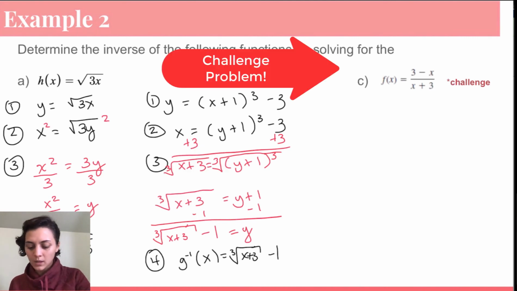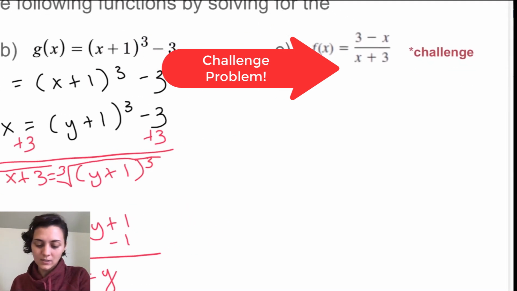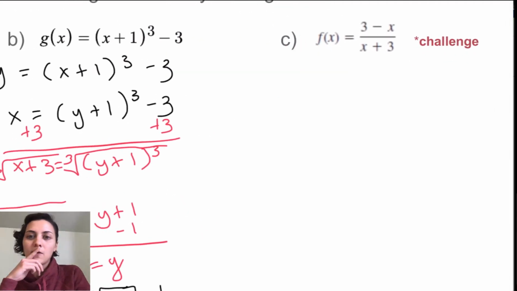Alright, hopefully those ones weren't too bad for you, because now we're going to do the challenge problem. So I want you to look at this problem in C, and I want you to try to figure out what makes this a challenge problem. Why is this problem going to be a little bit more difficult than the other ones we've done?